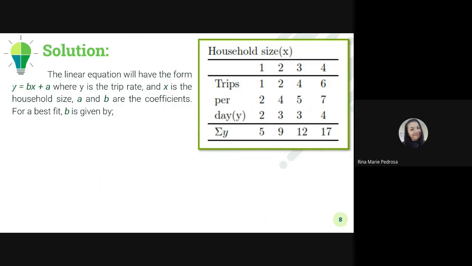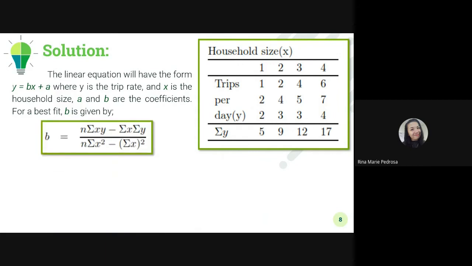For a best fit, b is given by this one. So your b is equal to n summation of x times y minus the summation of x times the summation of y, all over n times the summation of x squared minus summation of x quantity squared. Meanwhile, your a is just equal to y mean minus b times x mean.